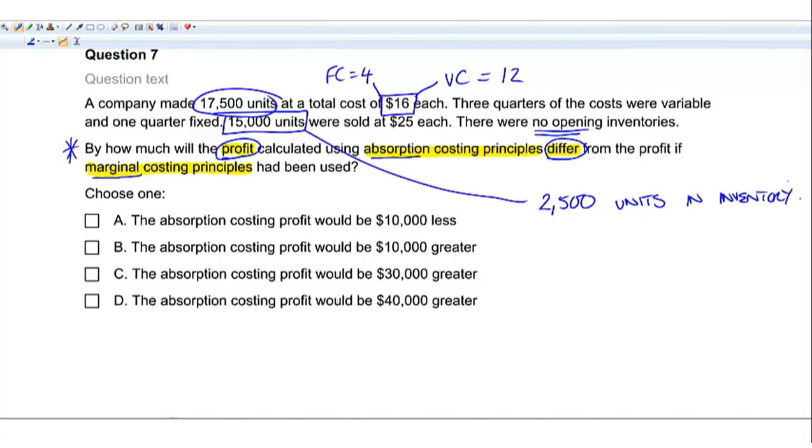Under absorption costing principles, the difference between that and marginal costing is that the fixed cost of $4 per unit will be carried forward in the inventory valuation. So therefore, under absorption costing principles, $10,000 in total will be carried forward in the inventory valuation and therefore will not be charged to profit in the current year. Profit will therefore be 10,000 higher due to the fact that these costs are carried forward in inventory, and therefore the correct answer would be response option B.